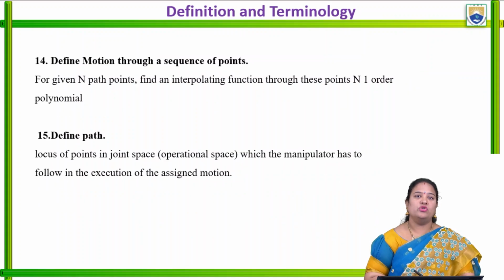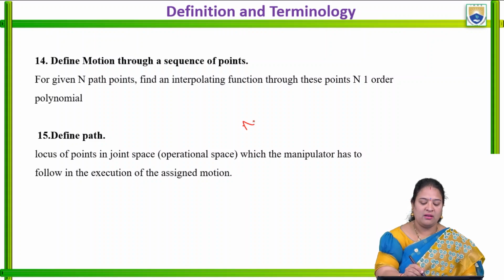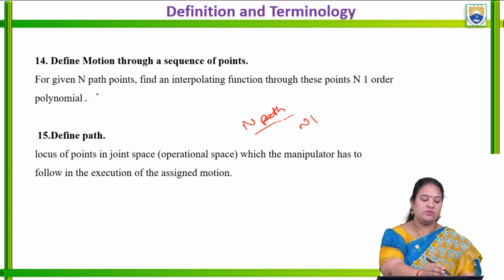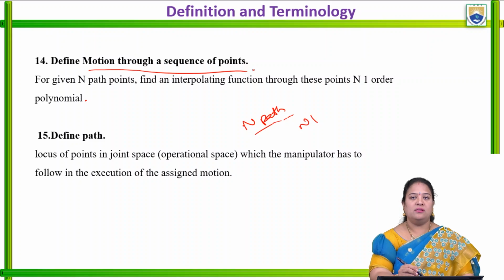Next, define motion through a sequence of points. What do we mean by motion through a sequence of points? For any given n path points, we have n number of path points. When we find an interpolation function through these points, an n-1 order polynomial, then that is known as the motion through a sequence of points.